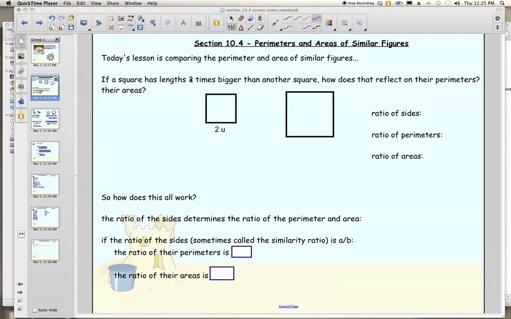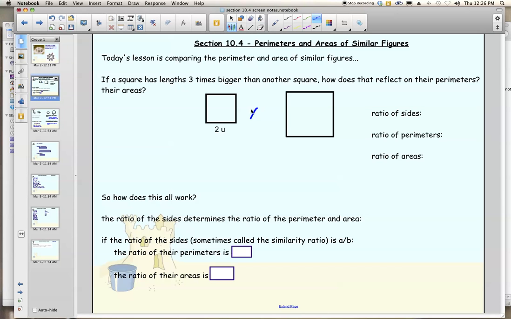If this square has 3 times bigger sides than this one, I want to compare ultimately their perimeters and areas. But the first thing you'd have to do is figure out the side lengths. If the scale factor is 1 to 3, then you would simply take 2 times 3 and get 6 units. That means the length of these sides would have to be 6. So the ratio of their sides would be 2 to 6, or since it says 3 times bigger, you know the ratio of the sides is 1 to 3.